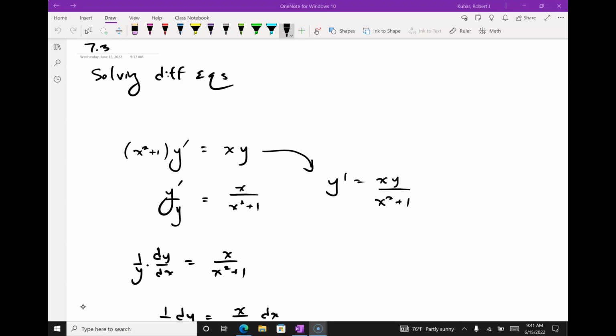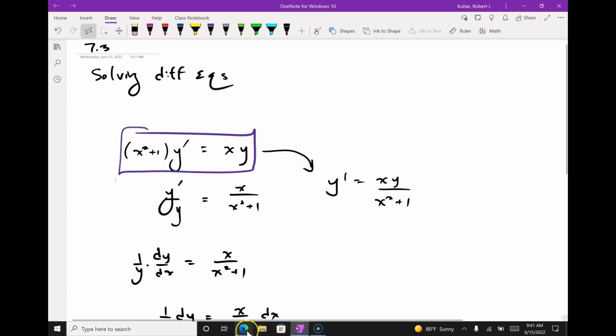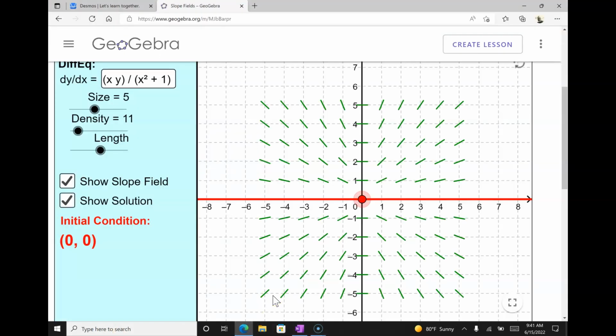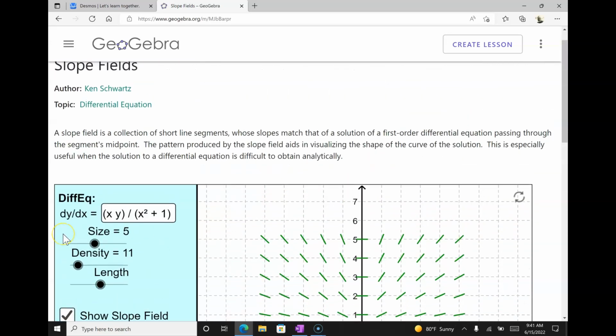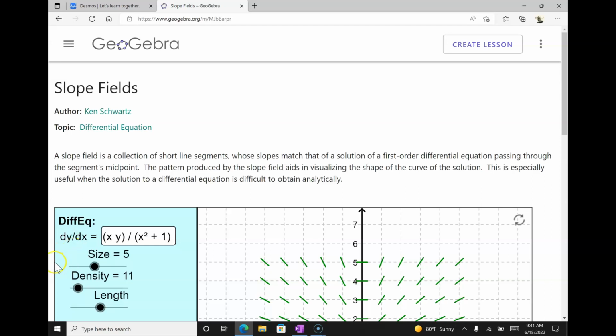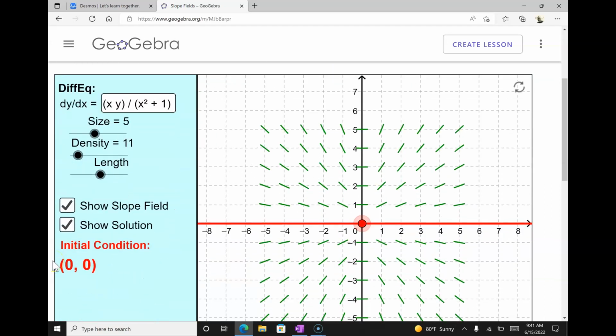So I gave you this original, this is number 3 in section 7.3. But I solve for y prime, and then that's my differential equation. So I want to put that into a slope field right away, right? So I've got GeoGebra open. I just search for slope fields, and I pick the very first one. You want to make sure you can put your diff EQ in, right? So I have x over y divided by quantity x squared plus 1.